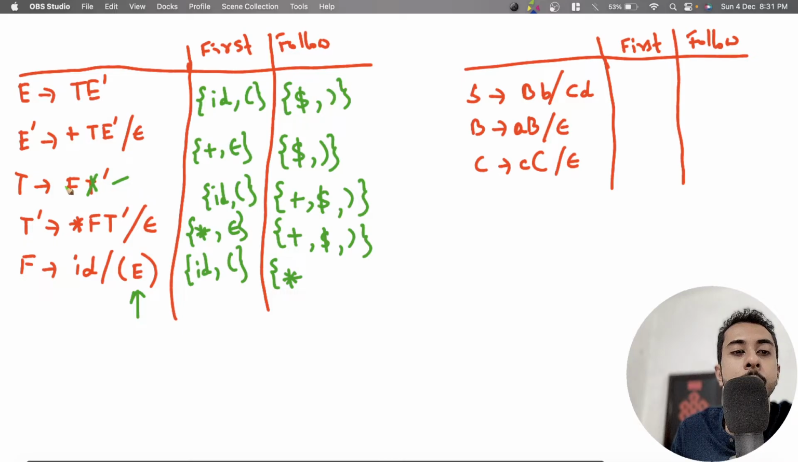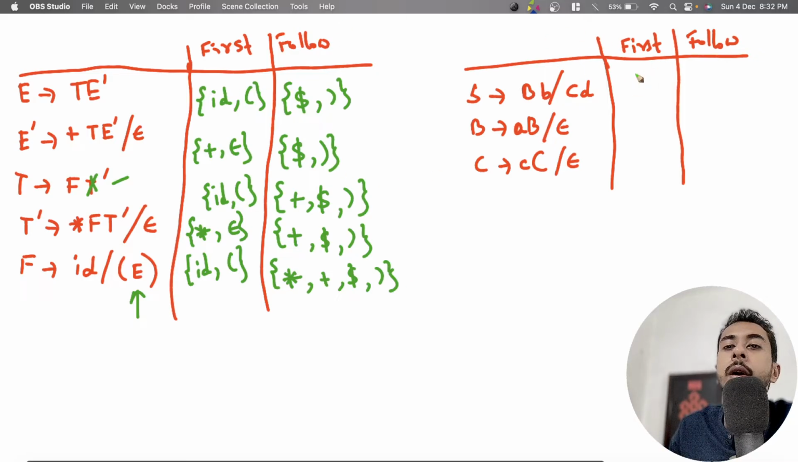Now what is the follow of F? Follow of F is follow of T. So what is follow of T? Follow of T is plus, dollar and close brace. Anywhere T is present? I don't think so. That's it. So this is follow.